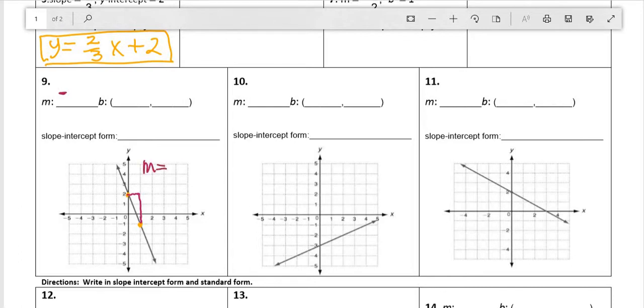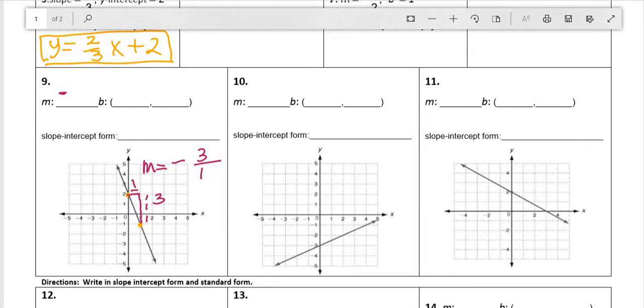So my slope right here, I'm going to count my rise first. I see I'm going 1, 2, 3. It's going straight up and down, so 3. And my run is 1.